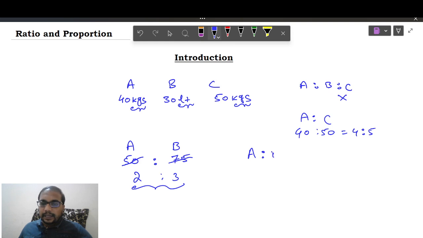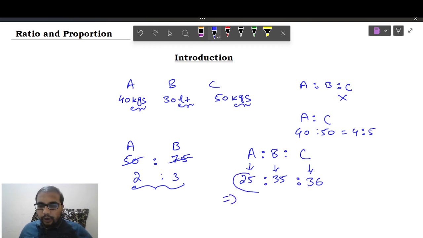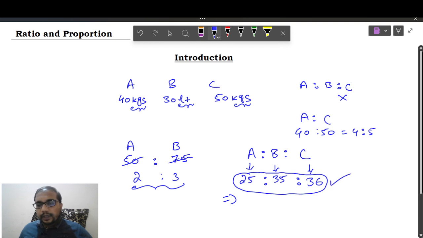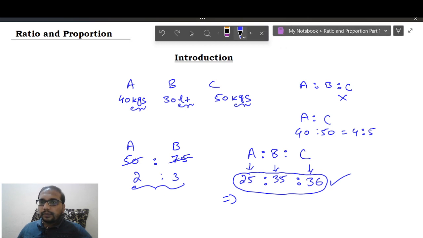For example, A value, B value, C value. A value is 25, B value is 35, C value is 36. Can you take the ratio? Yes, you can take the ratio, but this ratio will not be simplified because no value is cancelled in all the three terms. If you are cancelling one value, it should be cancelled in all. For example, if you are cancelling 5, 5 should be cancelled here, here and here also. 5 is not cancelled, right? So this ratio will not be simplified, the ratio remains the same. This is the simplest form of this ratio, right?